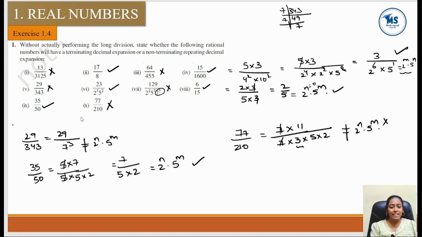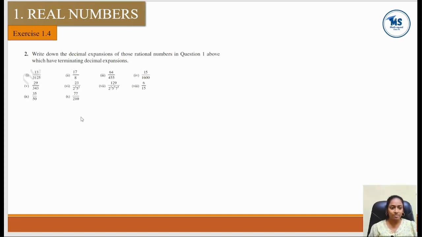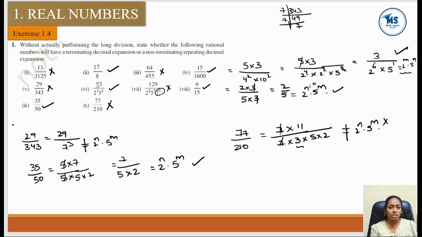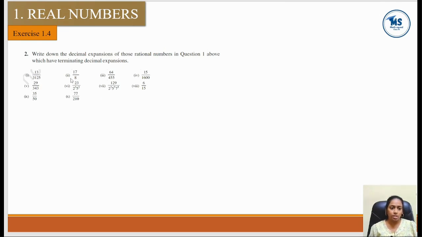Okay, let's see the next question. Write down the decimal expansion of those rational numbers in question 1 which have terminating decimal expansions. That's why I have marked right and wrong over there. So what are all the terminating decimal expansions? 2, 4, 6, 8, 9. We need to solve these questions.